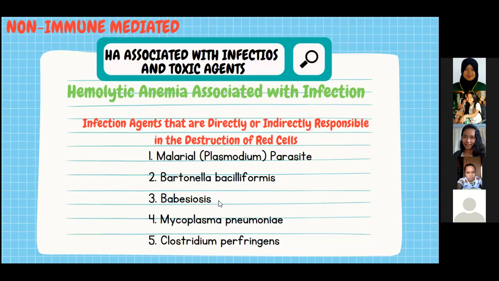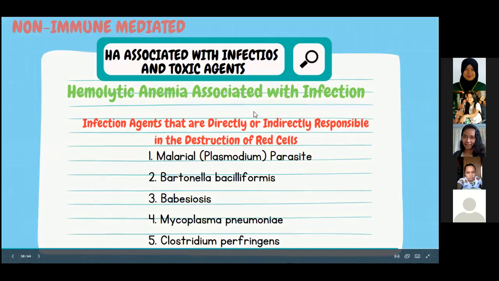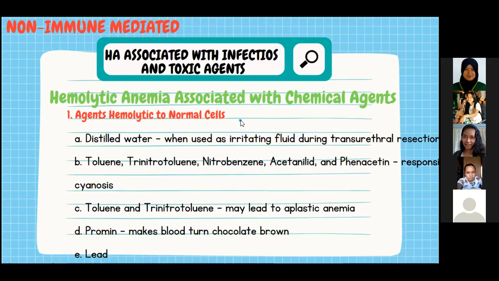So the next non-immune mediated hemolytic anemia is, next slide. So the next non-immune mediated is associated with chemical agents. There are two: the agents hemolytic to normal cells and the agents hemolytic to abnormal cells. So the first one is the agents hemolytic to normal cells.